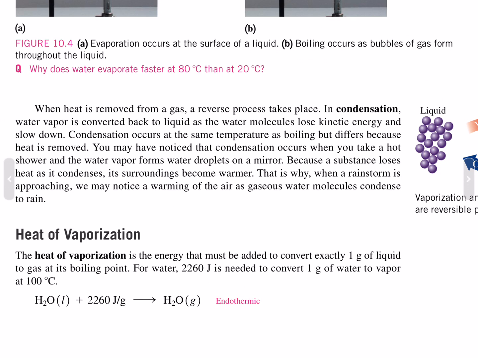The heat of vaporization is the energy that must be added to convert exactly 1 gram of liquid to gas at its boiling point. For water, 2,260 joules is needed to convert 1 gram of water to water vapor at 100 degrees Celsius. So liquid water plus 2,260 joules per gram yields gaseous water, which is endothermic.